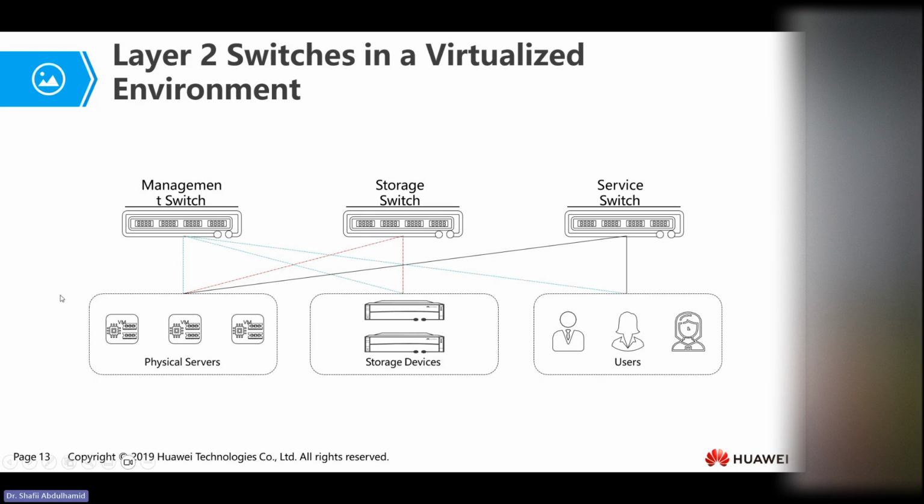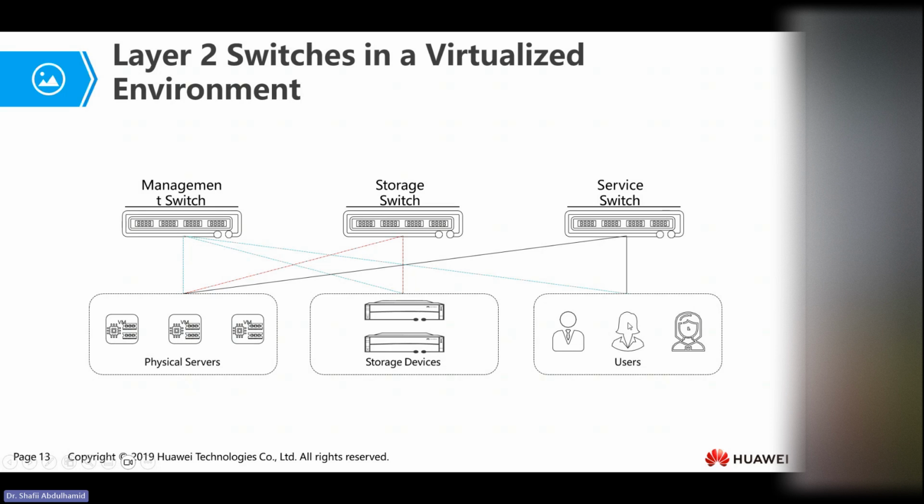Exactly. Okay, so a layer 2 switch basically manages east-west traffic within the same company, or traffic that does not have to pass through the router, as we explained previously in the other slides. Okay, so you can have your physical servers, you can have your storage devices, you can have the users, and of course you can have a management switch, a storage switch, and a service switch.